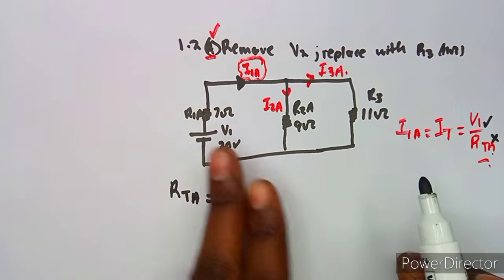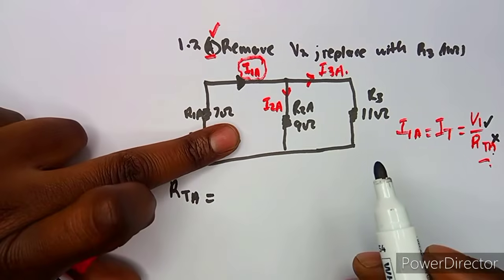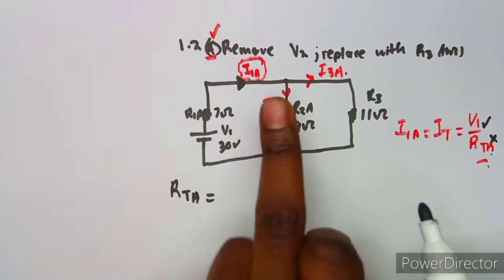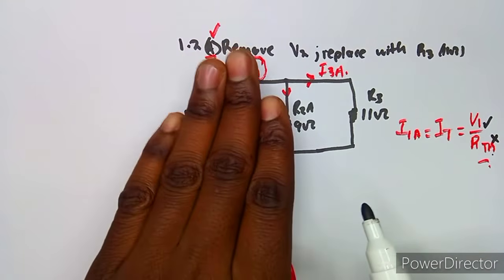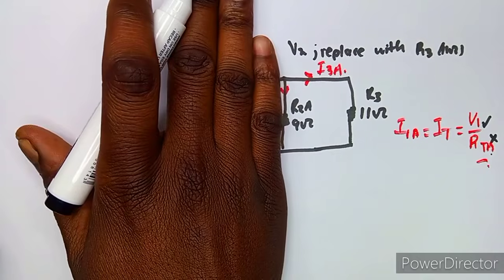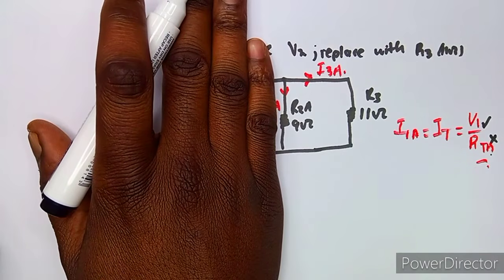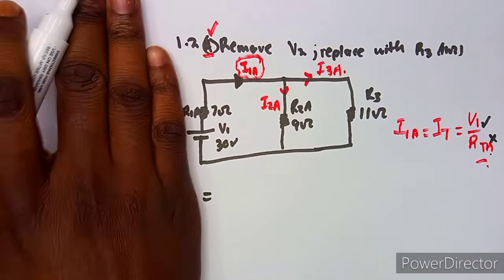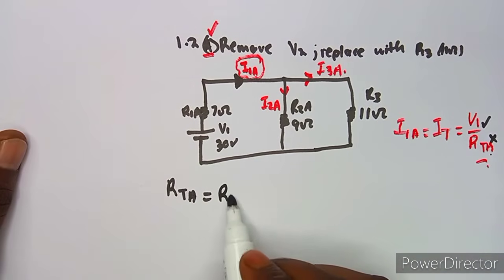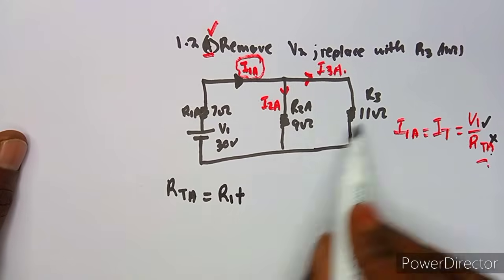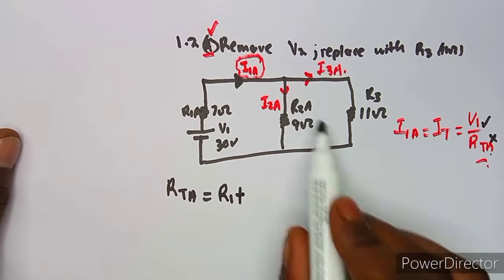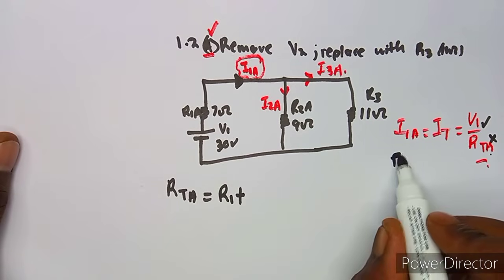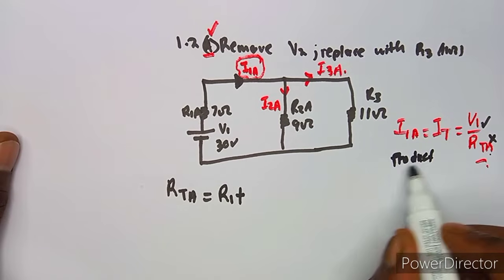I want you to see something. Let's just close this part. If we remove this part, are you seeing that these two resistors are actually in parallel, then connected to a series resistor? So that means it is going to be R1 plus, remember how you determine the total resistance in a parallel circuit: product over sum. So remember, product over sum.